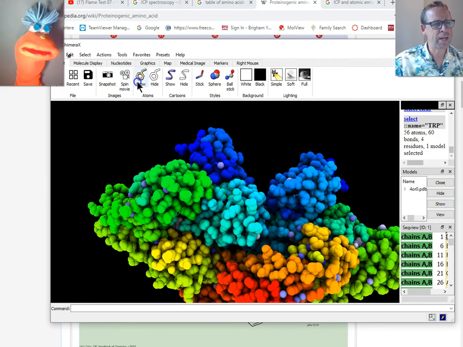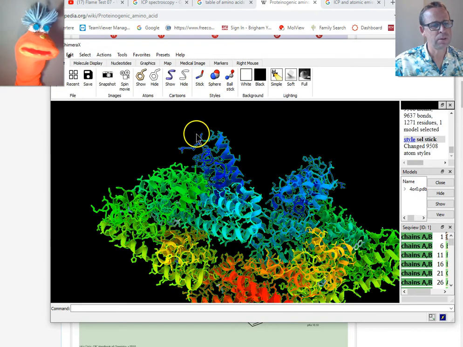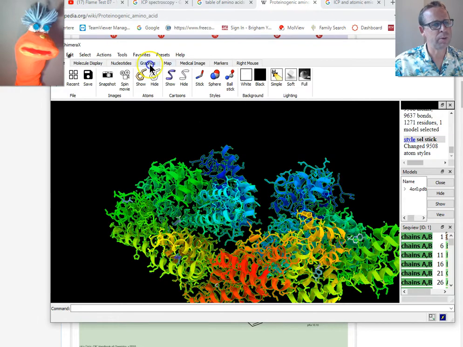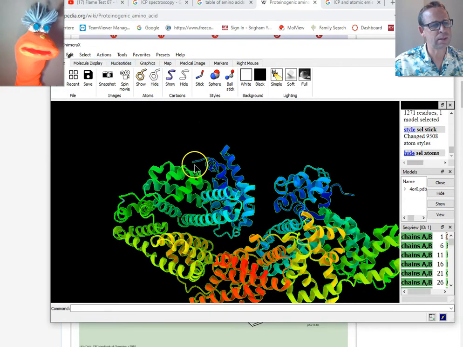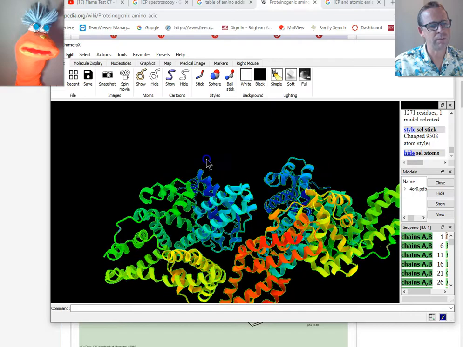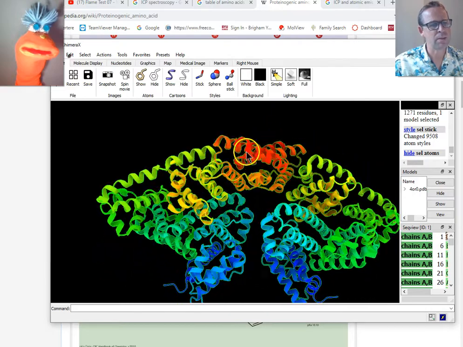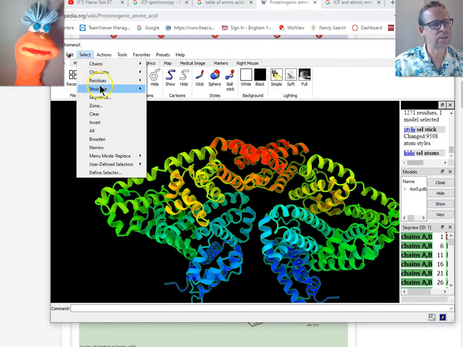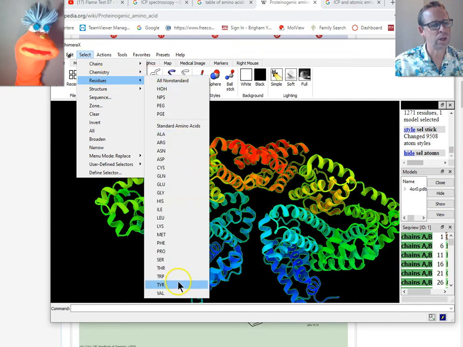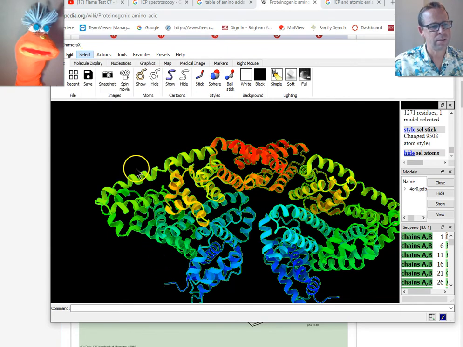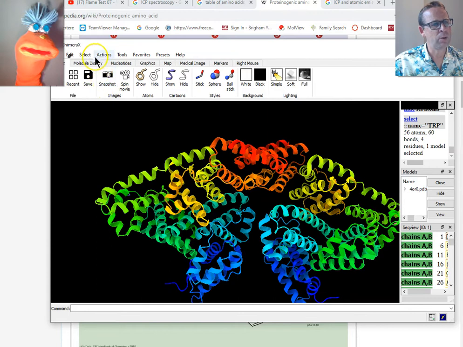Now, let's go back to, let's see, let's select all again and go back to the stick mode here. And, oh, not to the stick mode. We want to hide that. All right. So we have the protein again here. This time, I'm going to just select the residues. We'll go back to the tryptophans again. And I'm going to show those. So they're back here now.